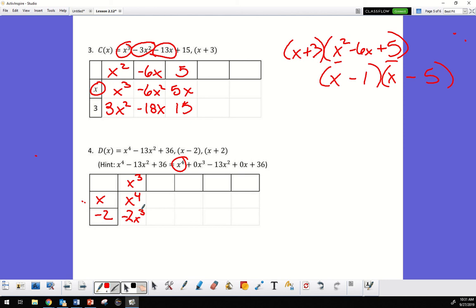All right, so my next number I'm looking for is 0, right? It's going to give me 2x cubed. That gives me 0. So what's going to multiply to give me this? 2x squared. And multiply down, negative 4x squared. My next number is negative 13x squared, and I have a negative 4 already. Negative 9x squared.